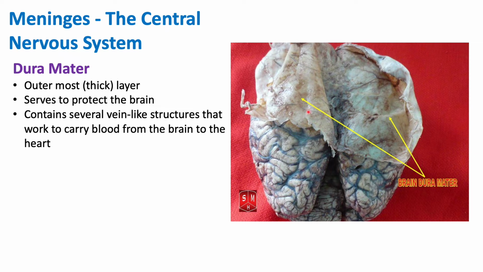So this dura mater, if we take a really close look over here, actually has these vein-like structures all over, and these vein-like structures serve to carry blood from the brain back to the heart. Of course, the brain needs oxygenated blood, and we have to have some sort of system to bring that deoxygenated blood back to the heart. That's done by the vein-like structures in the dura mater.